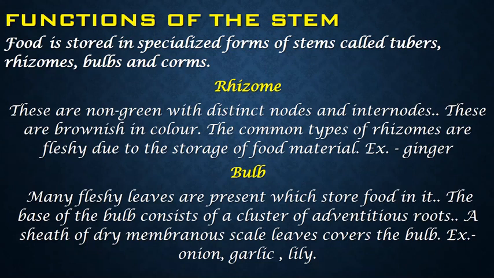Another modified stem is the bulb. Many fleshy leaves are present which store food in it. The base of the bulb consists of a cluster of adventitious roots. A sheath of dry membranous scale leaves covers the bulb. The common examples are onion, garlic, lily, etc.